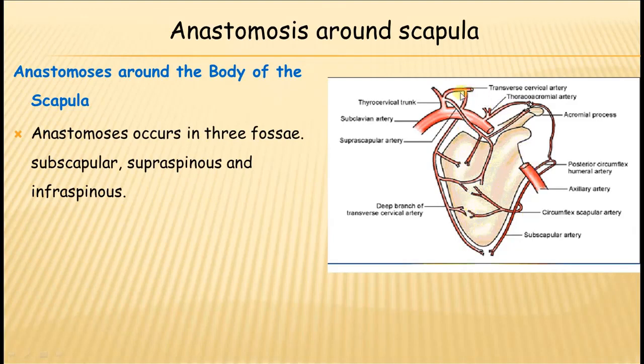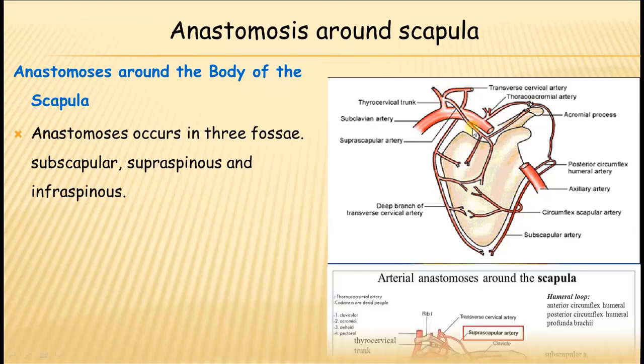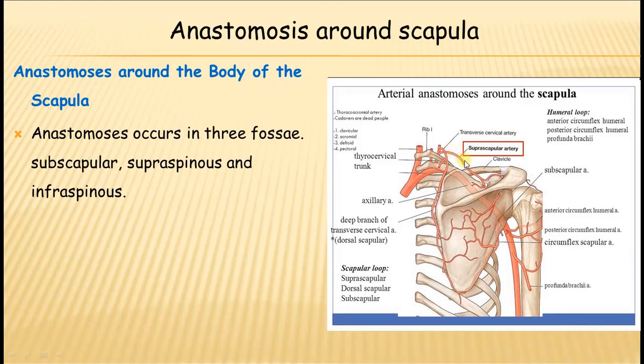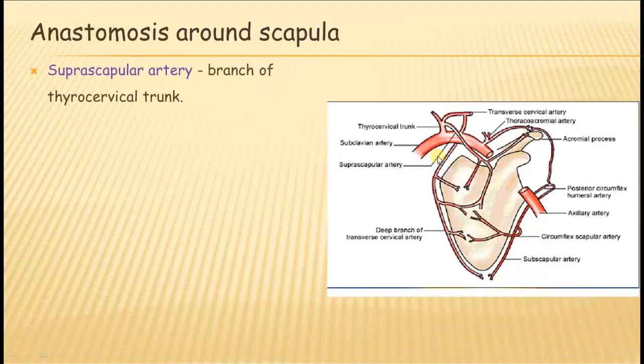So what are the arteries taking part? Mainly the suprascapular artery. Here you are able to see the suprascapular artery, which is a branch from the thyrocervical trunk. The thyrocervical trunk is a branch from the first part of the subclavian artery, and it will give the suprascapular, transverse cervical, and one more branch, the inferior thyroid artery. Three branches from the thyrocervical trunk: suprascapular, transverse cervical, and inferior thyroid.